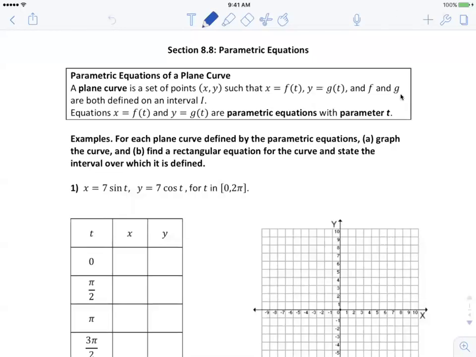Hey class, we have made it. This is the last section of the semester. Pretty exciting, right? And this one's kind of short. We kept it a little bit on the shorter side. This one's on parametric equations.